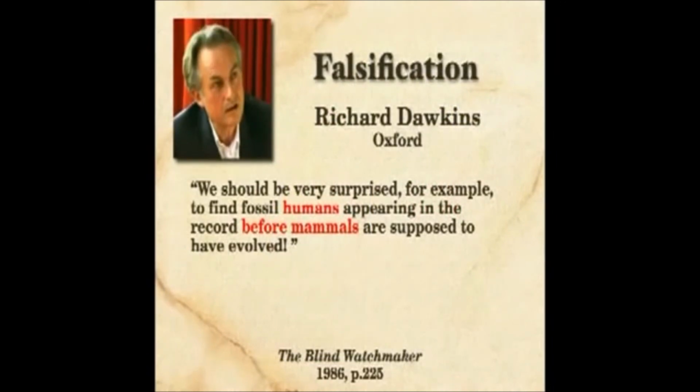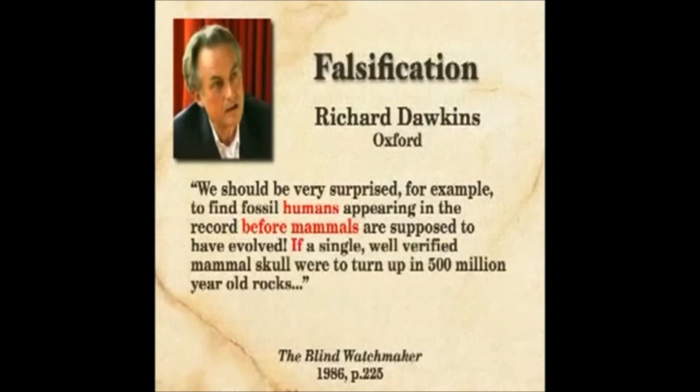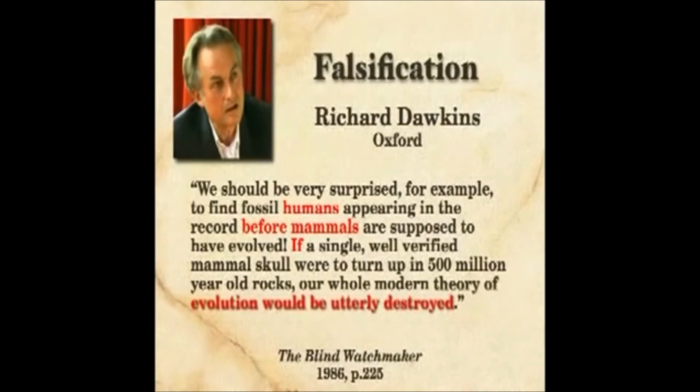We've spoken about him several times this week. We should be very surprised, for example, to find humans appearing in the record before mammals are supposed to have evolved. If a single well-verified mammal skull were to turn up in 500 million-year-old rocks, our whole modern theory of evolution would be utterly destroyed. So he's got his chin out pretty far here. You can't find this. And he's rather confident, because if you do find it, then he's got answers for that too. For example, we have found that kind of thing rather commonly.